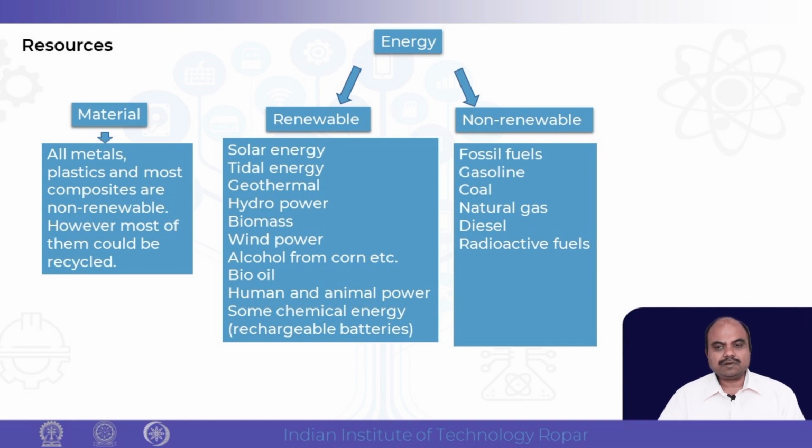Energy, there are two kinds of energy. One is renewable energy and the other is non-renewable energy. Renewable energy is basically solar energy from the sun, tidal energy from the sea, geothermal from the ground, hydro power from water, biomass from natural resources, wind power, alcohol from corn, bio-oil, human and animal power, some chemical energy. All this is renewable energy. We should try to use renewable energy as much as possible. Additionally, this is extremely important: we should also try to reduce the amount of energy required.